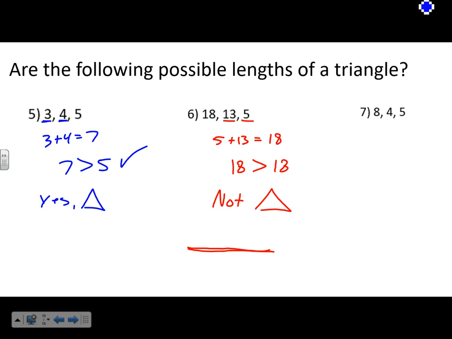And we have 4 and 5. 5 plus 4 is 9. 9 is bigger than 8, so that one could be a triangle. So yes, triangle. That's all there is to it. Take your two smaller sides, add those together. If they're bigger than the biggest side, then you're good to go. And they've got to be bigger. They can't be equal.